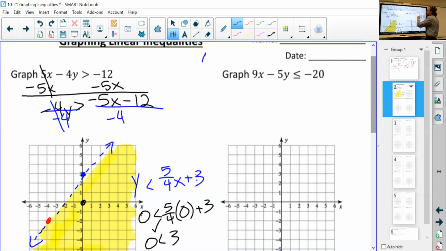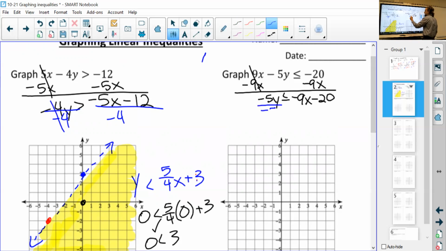Okay, so let's try the other one. 9x minus 5y less than or equal to negative 20. Same thing, we want to get y by itself. I'm going to write it a little bit smaller this time, so hopefully it'll fit. So minus 9x from both sides. So that is negative 5y less than or equal to negative 9x minus 20. Same as before, I want to get y by itself, so I'm going to divide everything by negative 5.